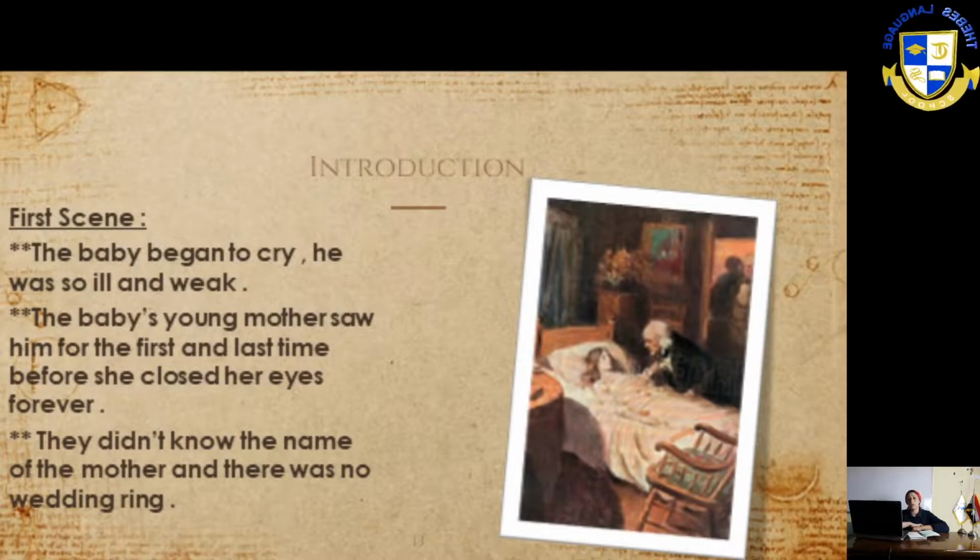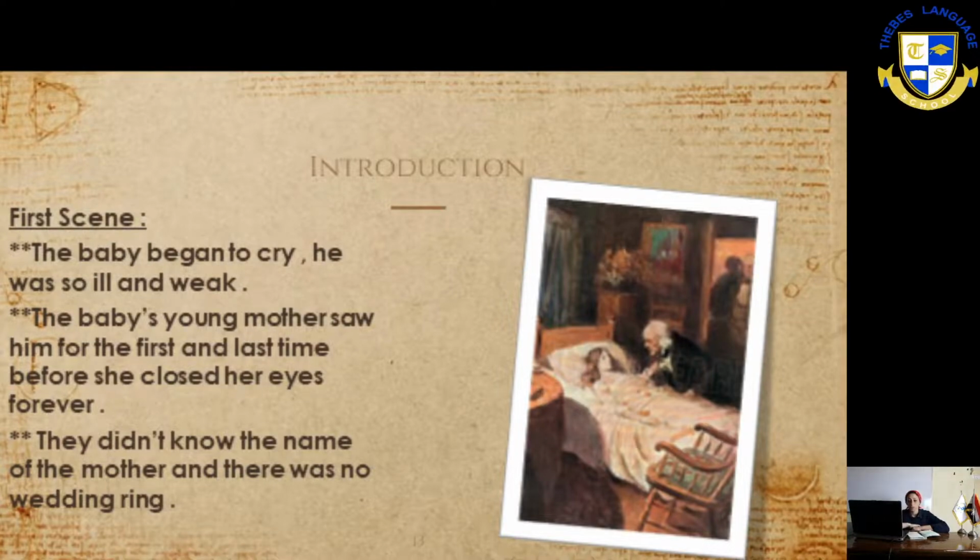The baby began to cry. He was so ill and weak. The baby's young mother saw him for the first and last time before she closed her eyes forever. They didn't know the name of the mother, and there was no wedding ring. They didn't know anything about her.